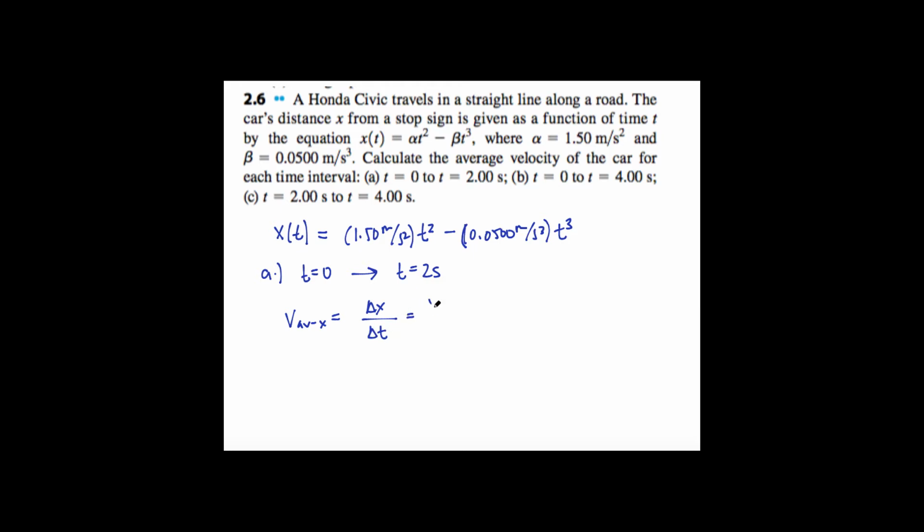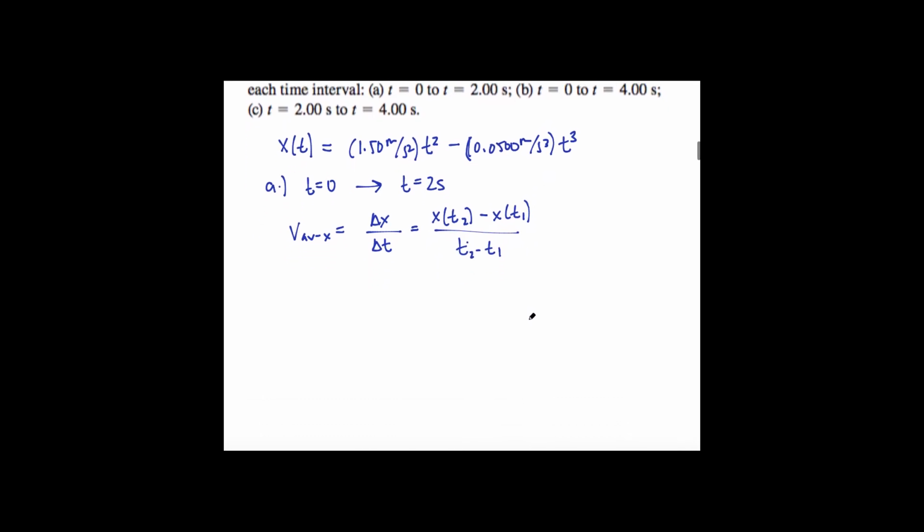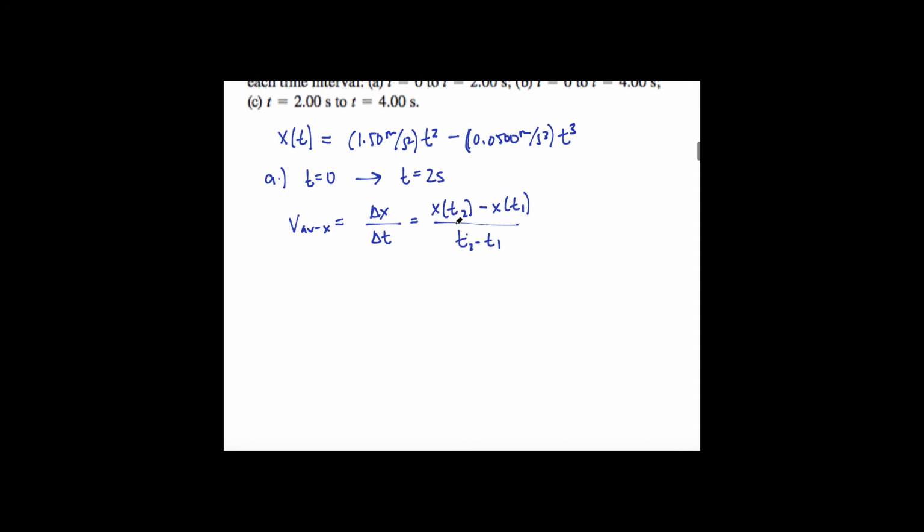So my change in position, remember, is going to be in this case x of t2 minus x of t1, all over t2 minus t1. So in this case, I'm simply going to be substituting values for my time into my position function and finding the difference in those two values. So I'll completely write this out for part A.